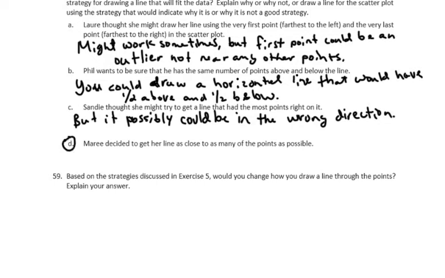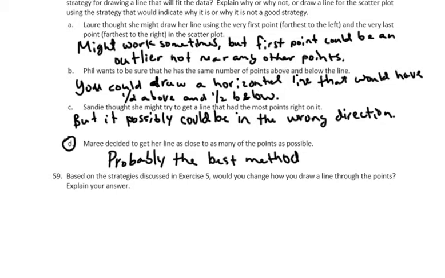So Marie actually has the best method. She decided to get her line as close to as many of the points as possible. This is probably the best method. Now we're hoping some of the points fall on it, but if not, at least we know the general trend of it, which we could generalize.